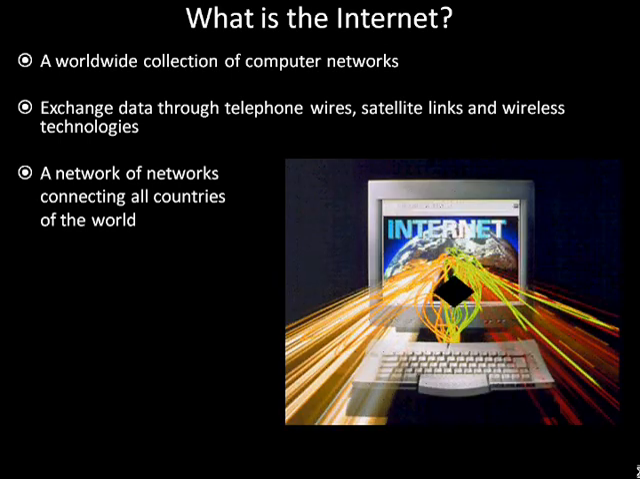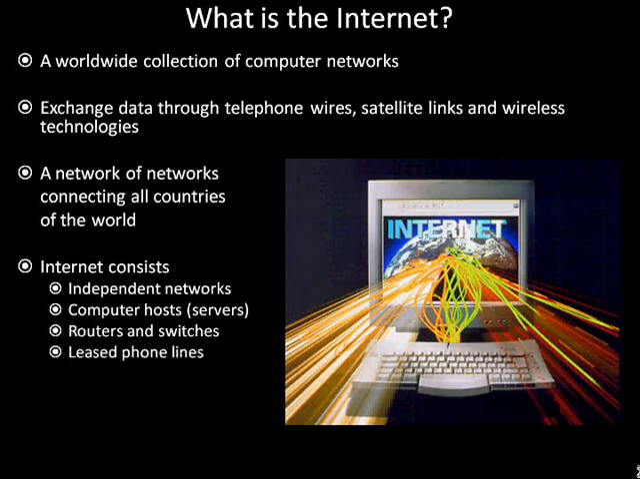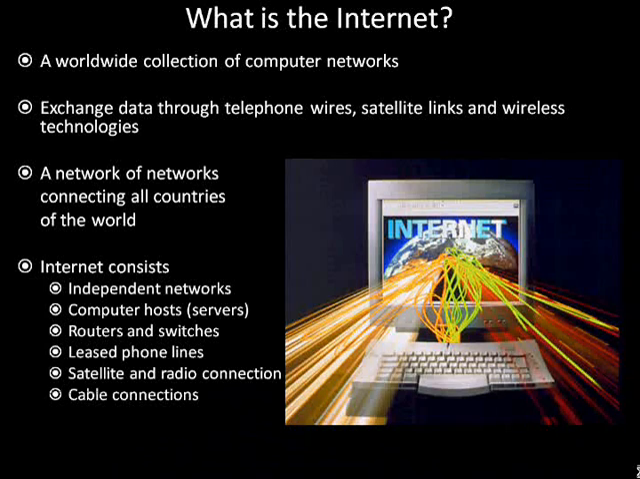The networks are made of different kinds of computers which are connected to each other via cable or satellite. These machines transmit huge amounts of information between them. The Internet consists of many independent networks: computer hosts, that is, the servers, routers and switches, leased phone lines, satellite and radio connections, cable connections, and wireless connections.